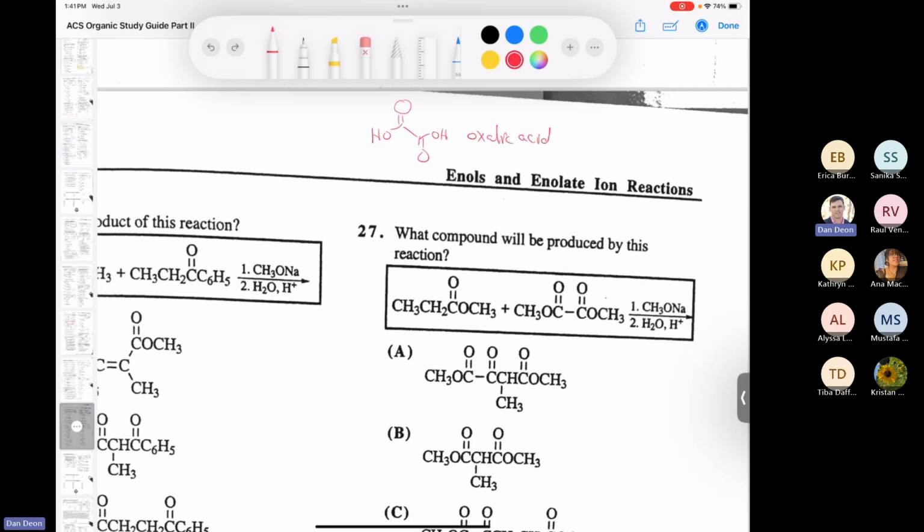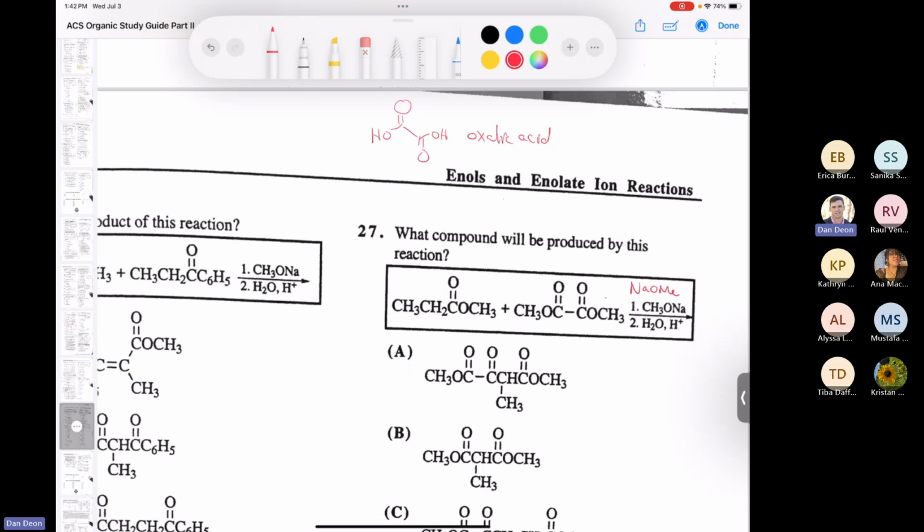Okay, so if you take dimethyl oxalate and this compound, this is methyl propanoate or methyl propionate, either name is fine. You treat it with sodium methoxide, which is the same thing as NaOMe. And then acid at the end. Well, what's going to happen?